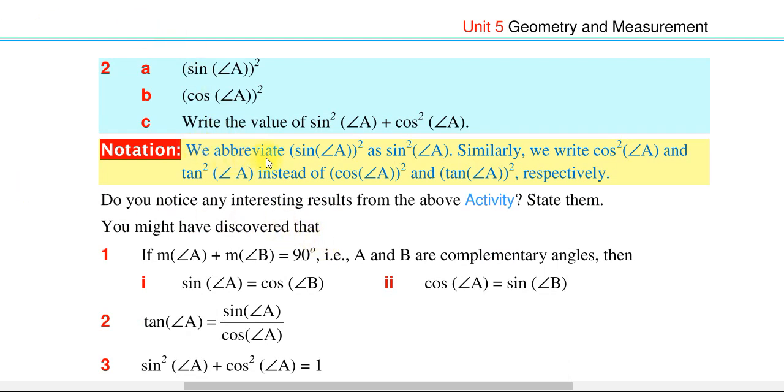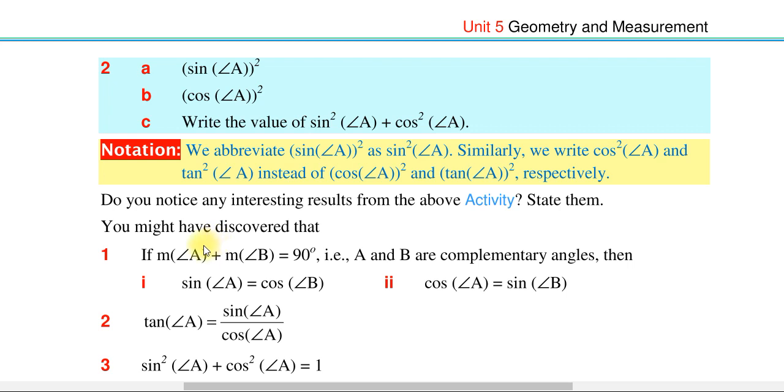There is a notation here: we abbreviate sin angle a whole square as sin square a. Similarly we write cos square angle a. Instead of writing cos angle a whole square and tan angle a whole square, we can write tan square a and cos square a.